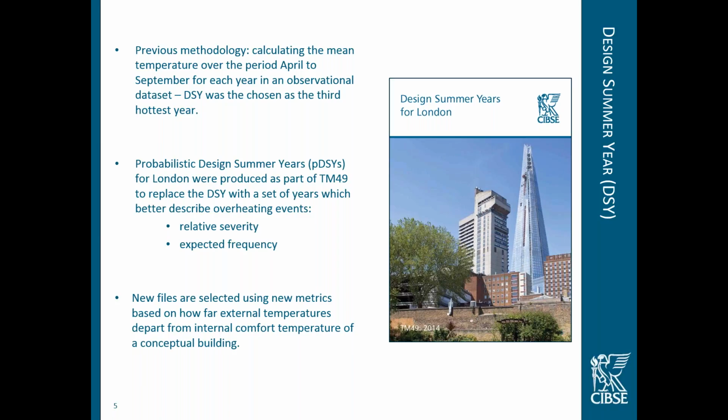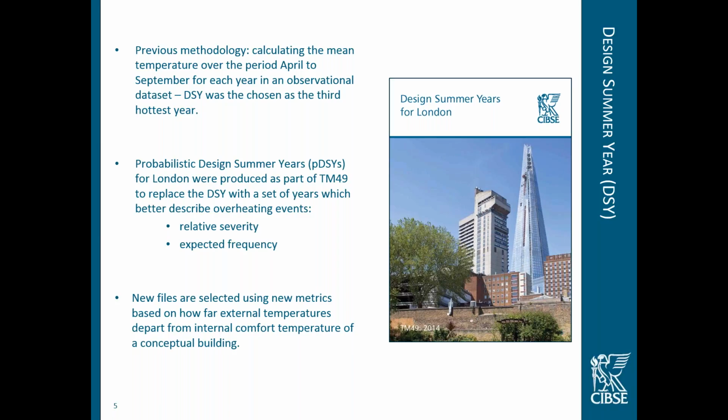So in TM49, probabilistic design summer years were produced for London, and these were produced to replace the current design summer years with a set of years that better describe overheating events in terms of relative severity and expected frequency. We all know a summer is not going to be hot the whole time, and overheating is going to be impacted by these spikes in temperature, or where you have a heat wave event. The old years weren't really representing that, and this is what the new methodology is trying to do: select these events.